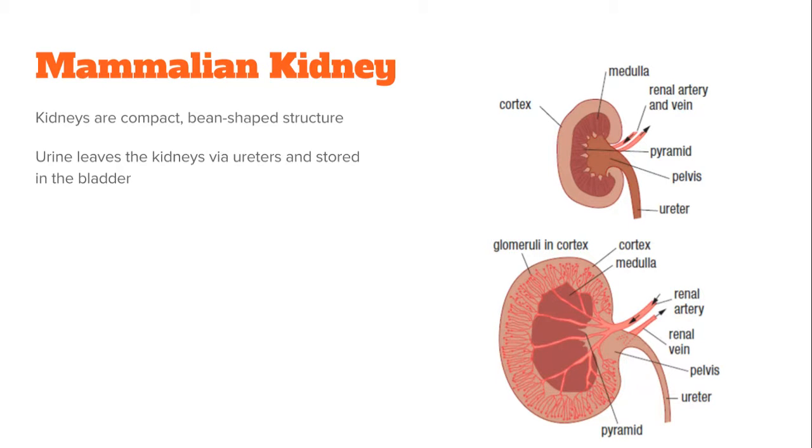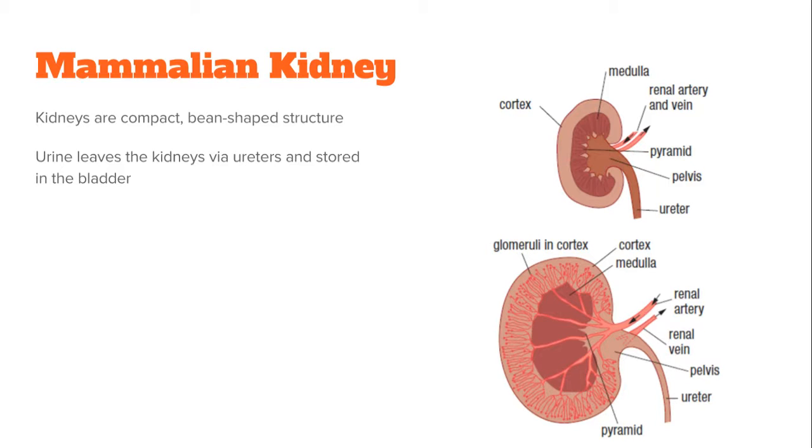Here we have a picture of the mammalian kidney. So we know that they're a bean-shaped structure. They're quite compact. We know that urine leaves through the ureter, and the urine that is produced is stored in the bladder until that needs to occur.